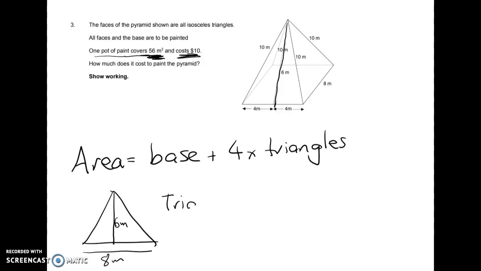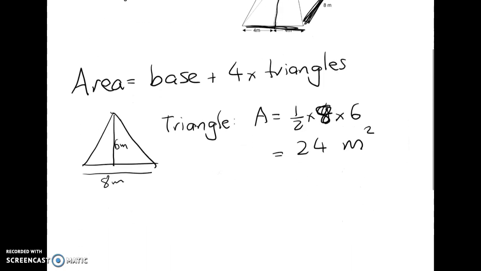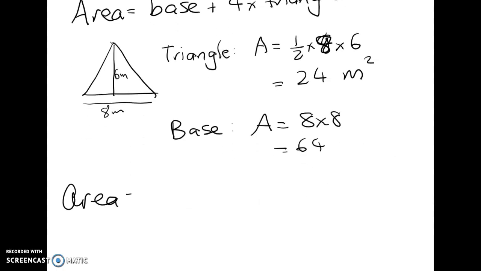So the triangle area is pretty easy to get. Area is equal to half times the base, which is 8, times 6, which is 24. And that's meters squared. And now we've got the base, which is a square base. So it's 8 times 8, which is 64. So my area is equal to 64 for the base plus 4 lots of 24. So 64 plus 96 gives me 160 meters squared.